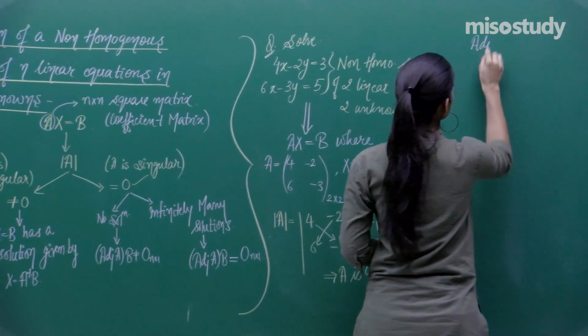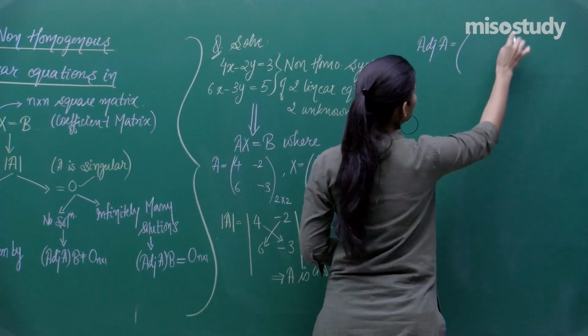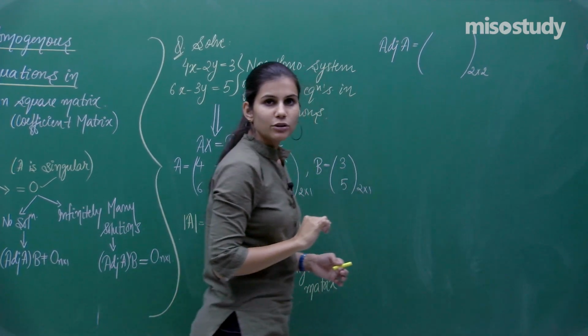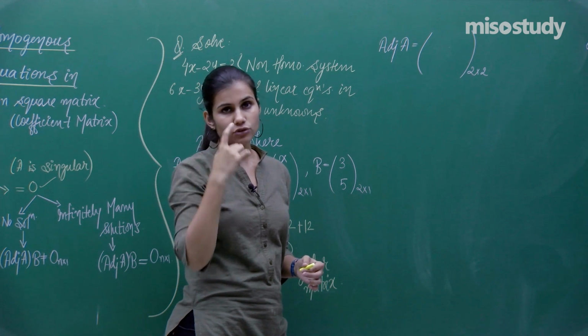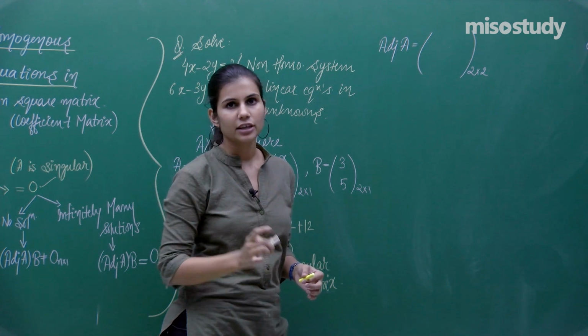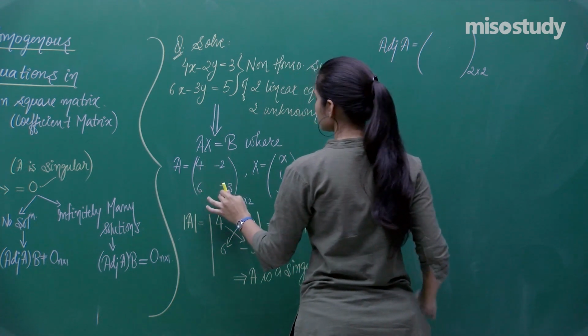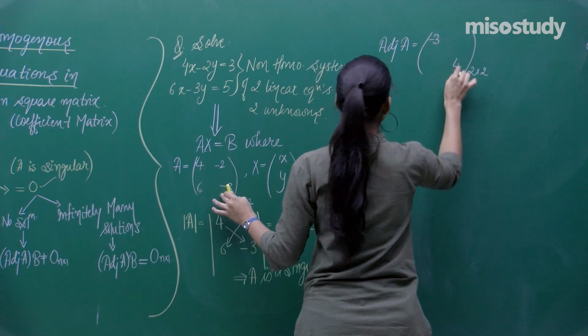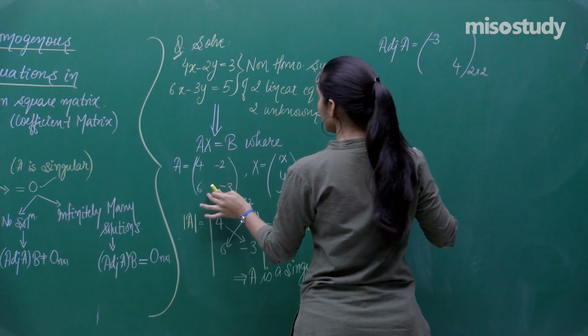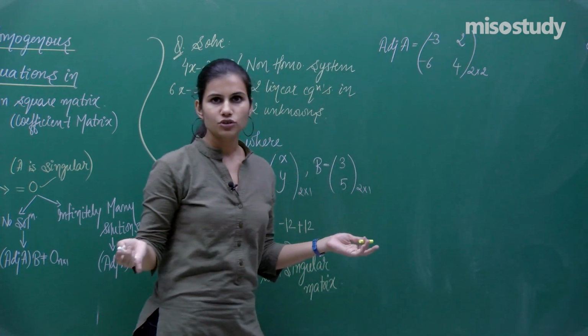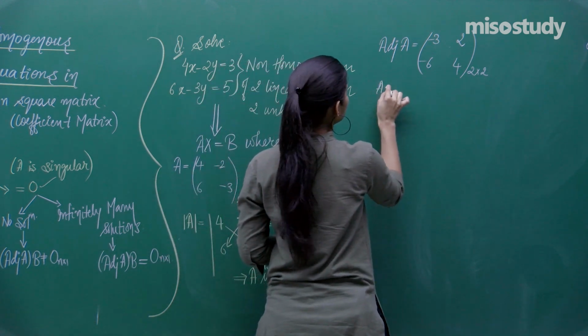I know that adjoint of A for a 2 cross 2 matrix is again a 2 cross 2 matrix, which is computed by interchanging the diagonal entries of A and changing the signs of the non-diagonal entries of A. So the diagonal entries change, this becomes minus 3 and this becomes 4, and after changing signs this becomes minus 6 and this becomes 2. This is your adjoint.